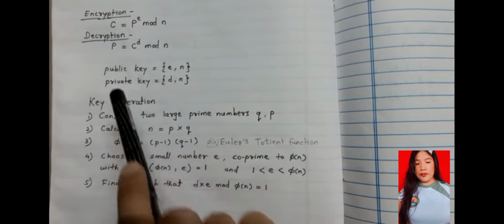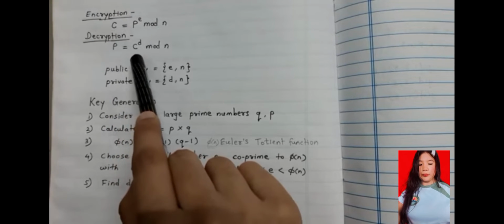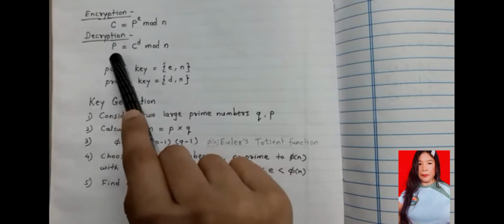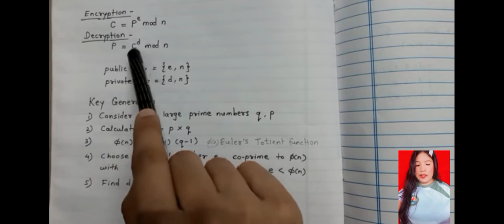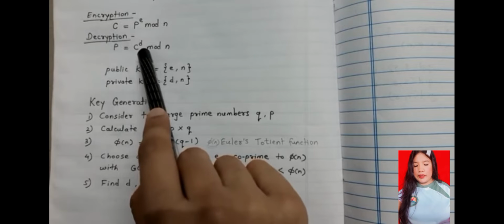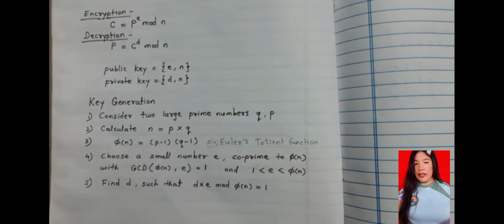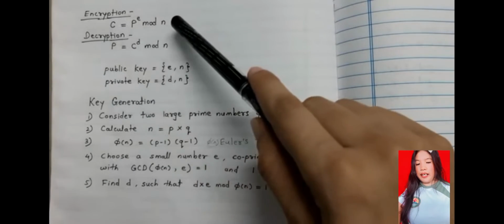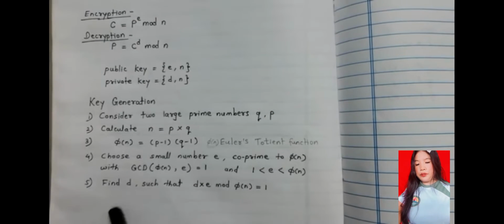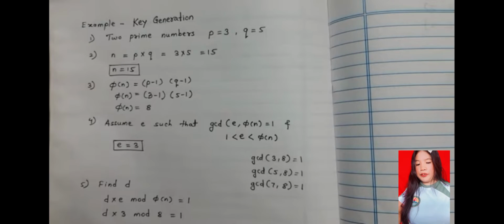This is the formula of decryption: P is equal to C raised to D mod N. P is the plain text message, C is the ciphertext message, and D is the private key. So P equals C raised to D mod N. We need the value of E, the value of D, and the value of N, and these come from the key generation steps. Now let's see an example of the key generation steps.